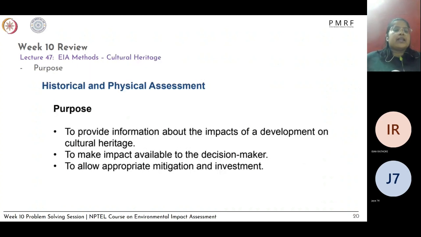Then we move on to lecture 47, which is on EIA methods on cultural heritage. They talked about the purpose of doing cultural heritage assessment for projects, especially in the EIA. So this is basically done for the historical and physical assessment, and the purpose is to provide information about the impacts of development on cultural heritage and to make these impacts available to the decision makers to allow appropriate mitigation and investment. So these are basically done for areas which have a very significant cultural heritage value associated with it.